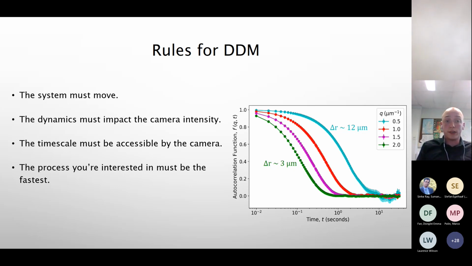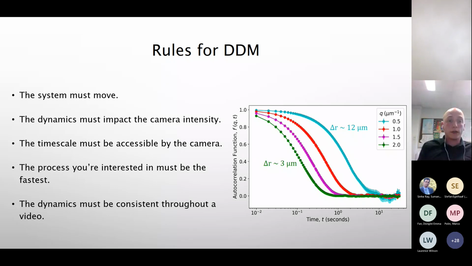The process you're interested in has to be the one that causes decorrelation first. So as an example with particle sizing, if you're looking at really large particles, they will diffuse very slowly. So you've got to wait quite a long time to see this diffusion over these kind of length scales. However, if you're doing this in a lab on Earth, and they sediment before they have time to diffuse, then you'll lose the intensity correlation due to sedimentation before your diffusion. So in other words, you have to be interested in the process which causes decorrelation the fastest.